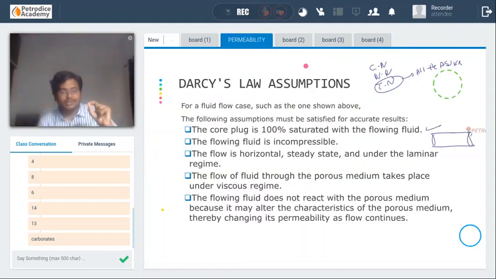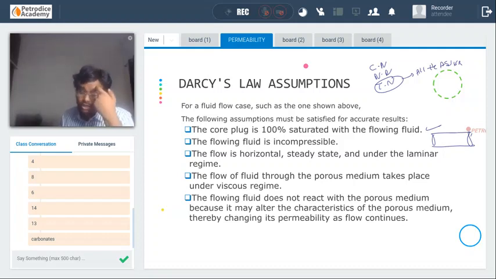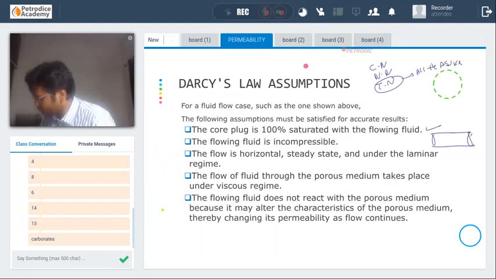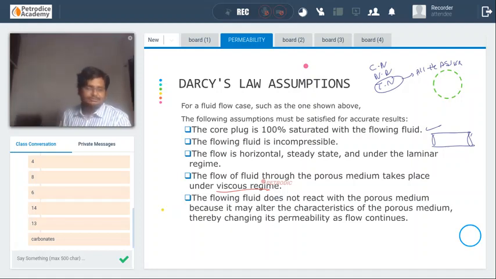Okay, we need to make sure no other regime other than the viscous regime is present in that particular pore system. That means the flow of fluid is mainly due to the pressure difference, not due to any other thing. So we need to make sure that it is mainly due to the viscous regime.